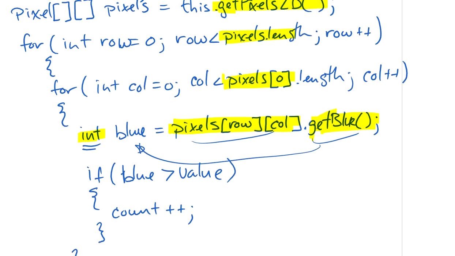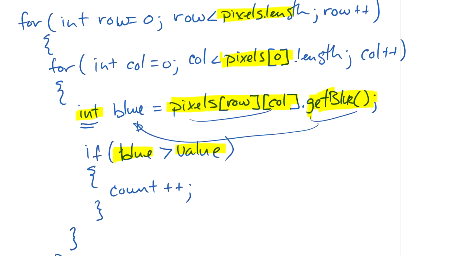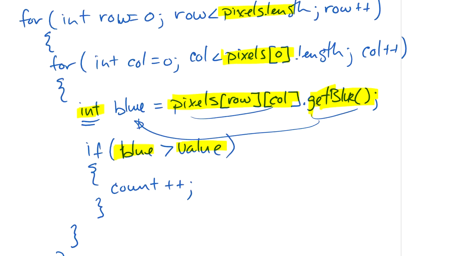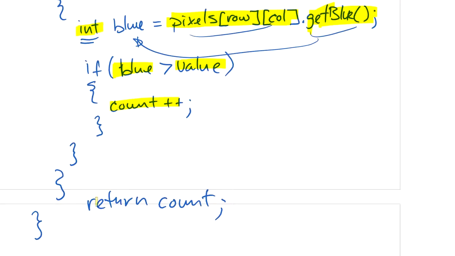And then there's just this quick comparison between the blue that we have and the value that we're looking for. If the blue that we have is bigger than the value, then we're going to increase our counter, and then make sure you return it at the end.